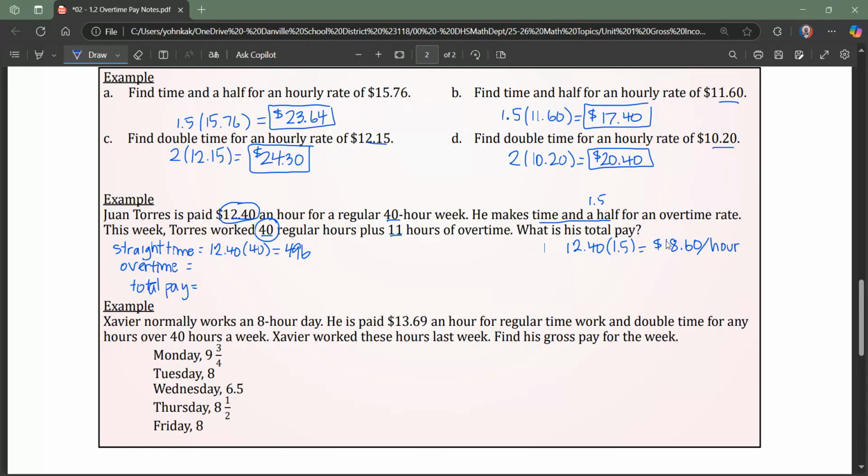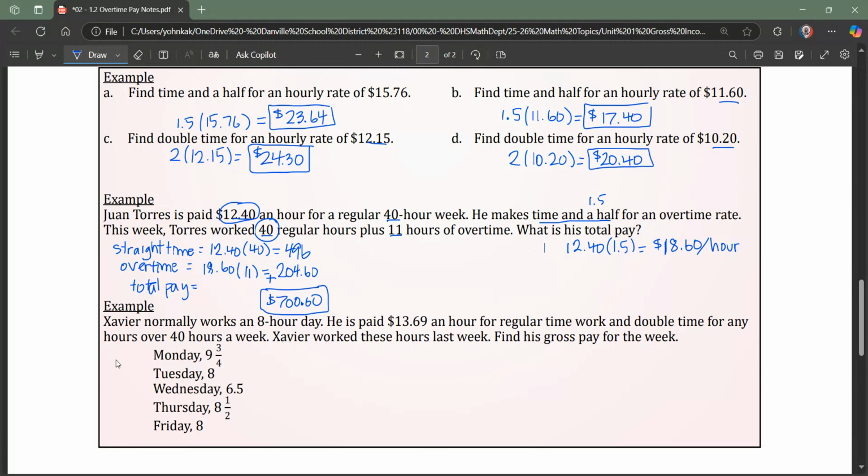Okay, so that $18.60 we're going to take over here to overtime, and we're going to multiply by how many hours we worked, which was 11. If I take $18.60 and multiply by 11, I get $204.60. Total pay, remember, we're going to add them together. So $496 and $204.60 gives us $700.60. That is how much Juan earned. Total pay.